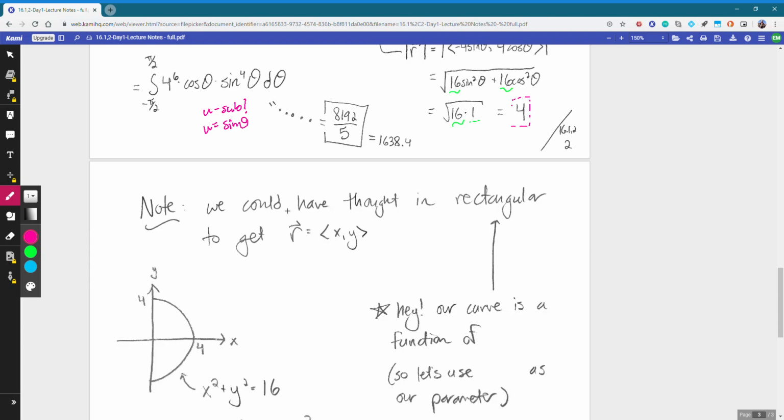And so here, if we really wanted to, we could think in terms of rectangular. The idea here is that this curve, I claim, is the graph of a function, but not a function of x, right? At a particular x, there are two different y's on our curve. So it's not a function of x, but it is a function of y. And because this is a function of y, we can set up a parameterization with y as our parameter.